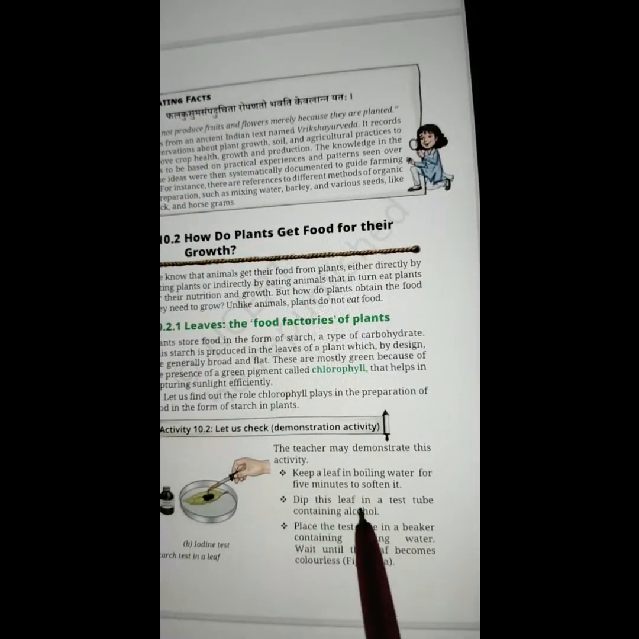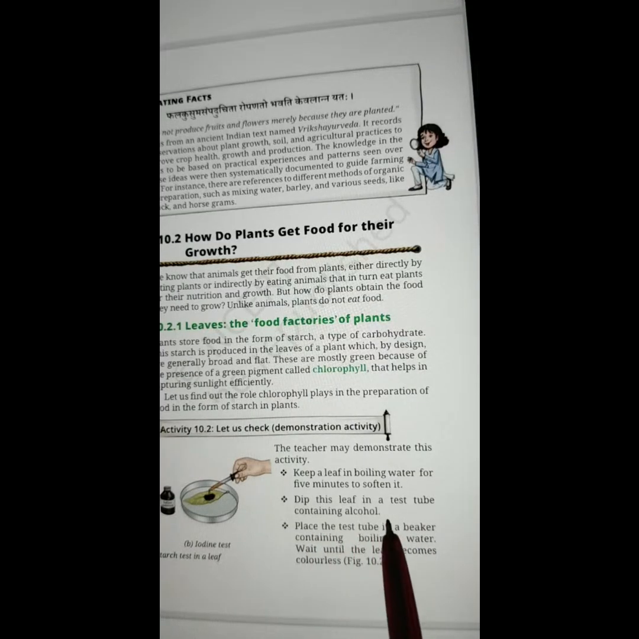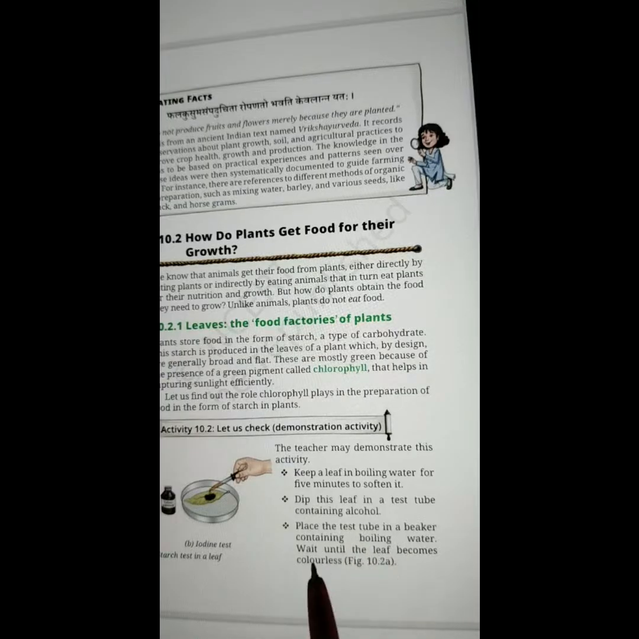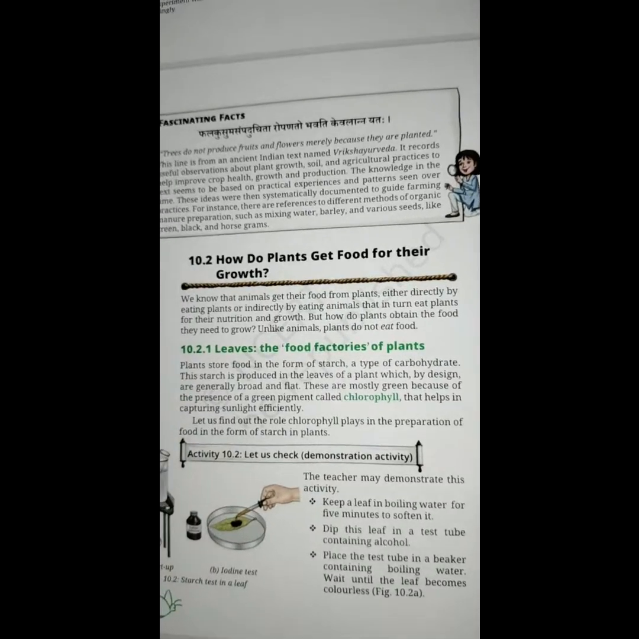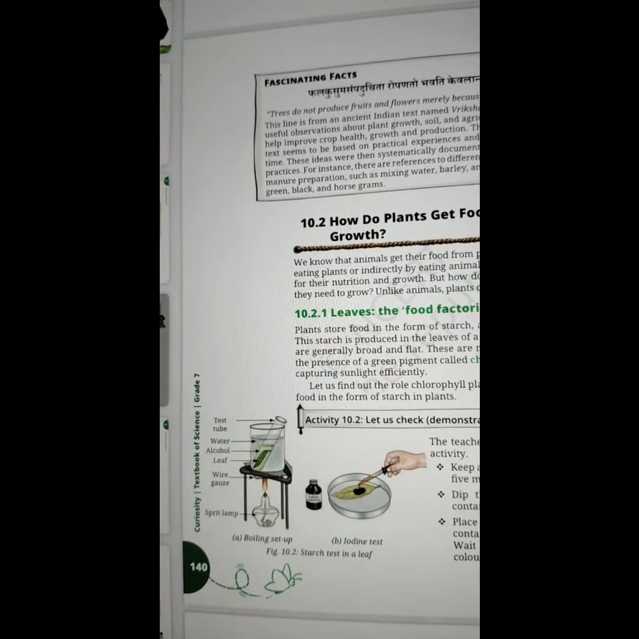The teacher may demonstrate the activity. Keep a leaf in boiling water for 5 minutes to soften it. Dip this leaf in a test tube containing alcohol. Place the test tube in a beaker containing boiling water. Wait until the leaf becomes colorless. So, according to the explanation, this is the image that you can refer to.